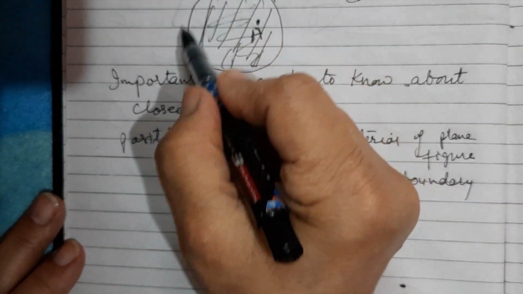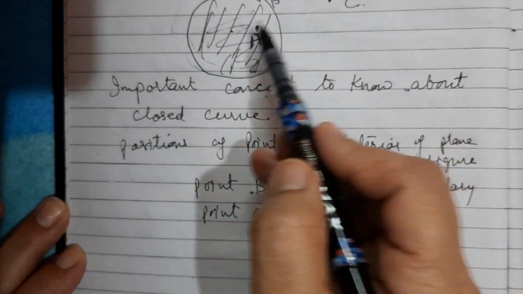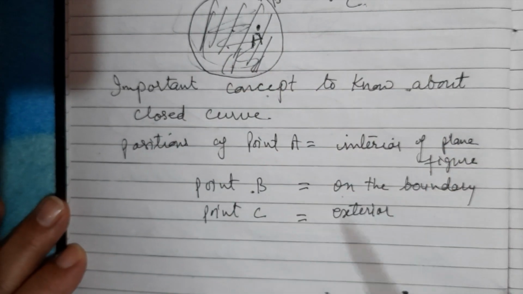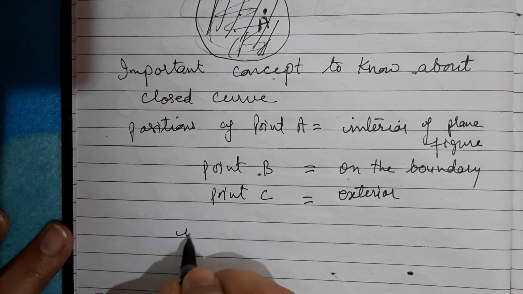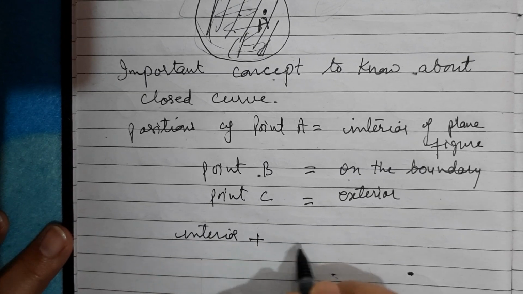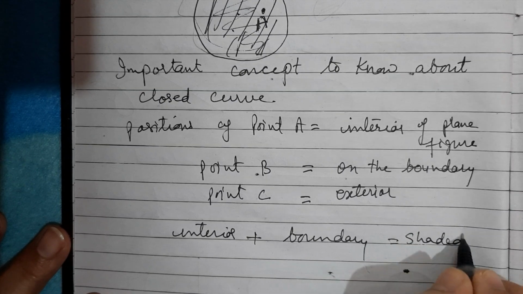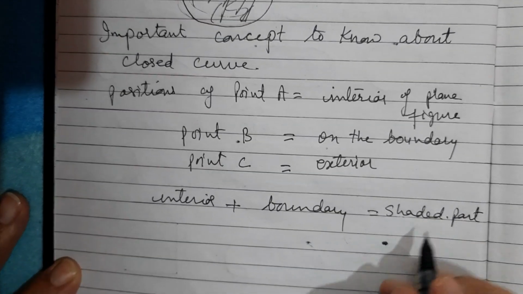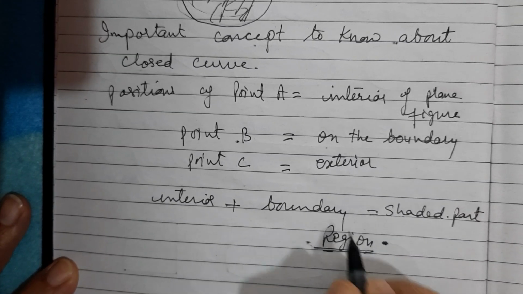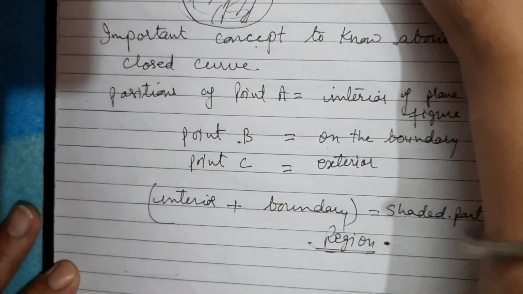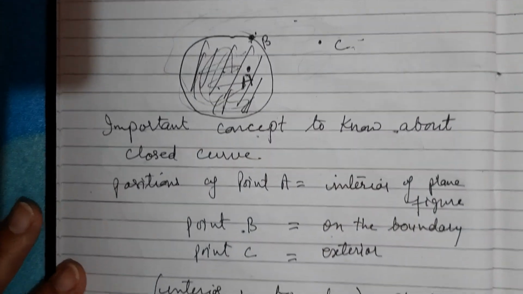So this curve divides the plane into interior and exterior. The shaded part is interior and the outer part is exterior. Point B is on the boundary. So interior plus boundary, which is shaded here, is known as region. Region means including all this interior part plus this boundary part. Together it is region.